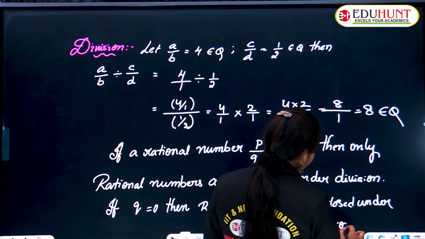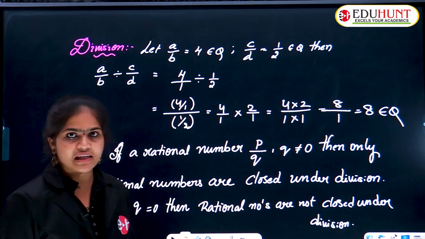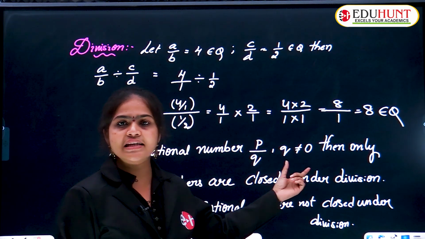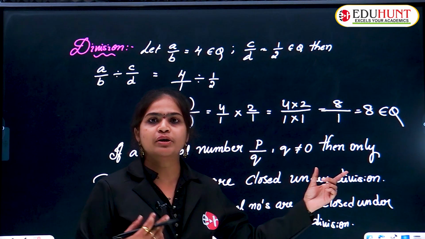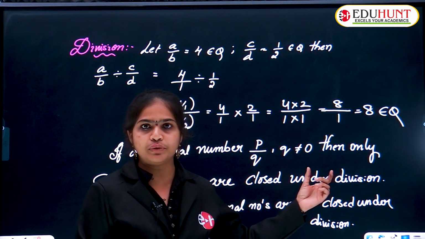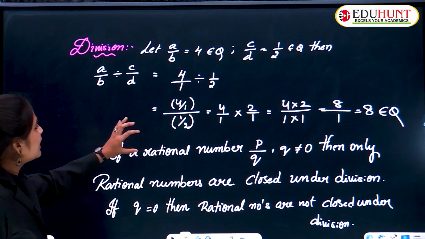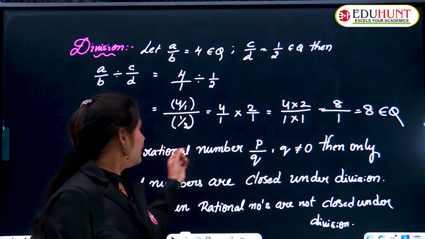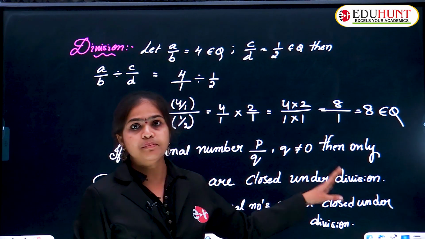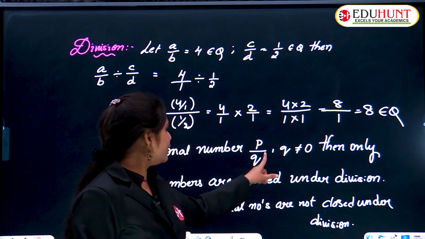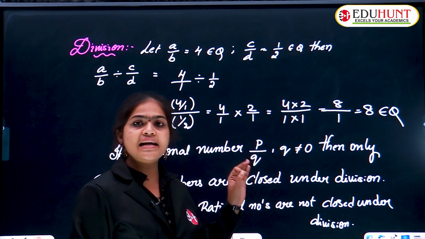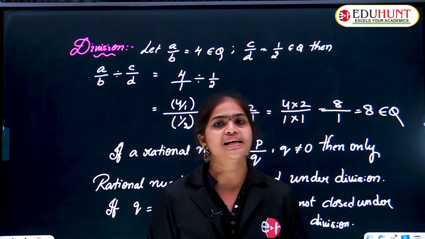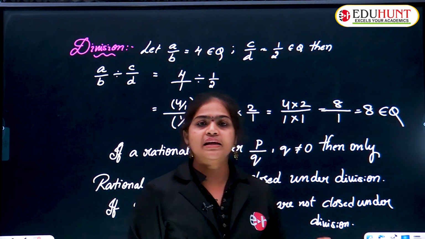Did you understand this one, ma? Why? Because if the denominator is equal to 0, then that value is undefined. In that case we can't say that it is a rational number. Okay, ma? Why? Because we will get an undefined value, right? So that's why if a rational number p by q, q not equal to 0, then only rational numbers are closed under division. Otherwise, if q is equal to 0, in that case rational numbers are not closed under division. Why? Because in that case that is not a rational number. Understood, ma?